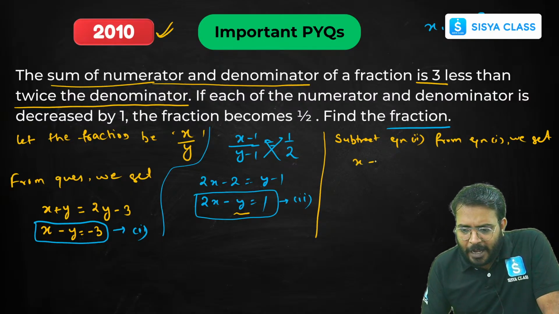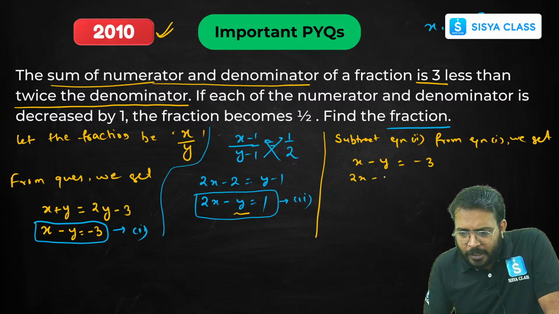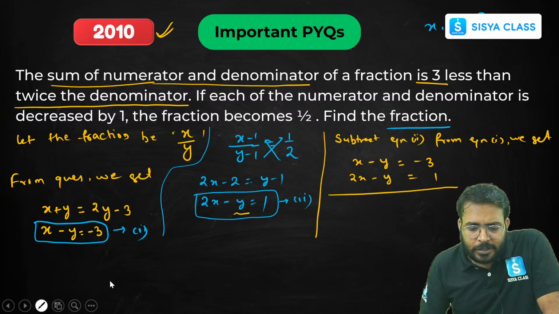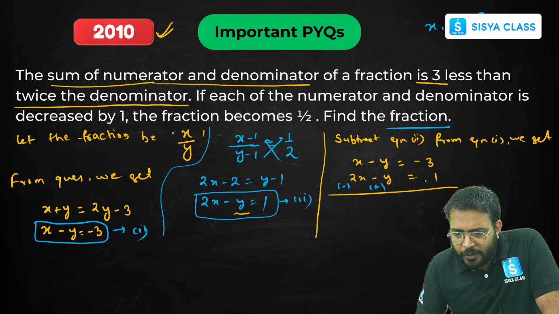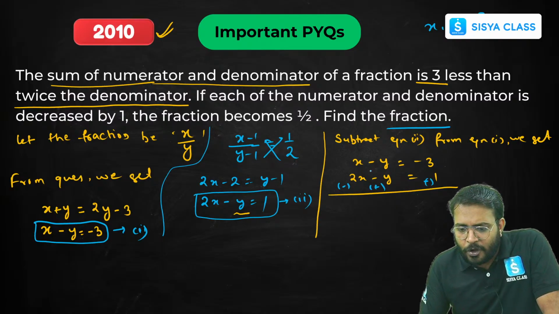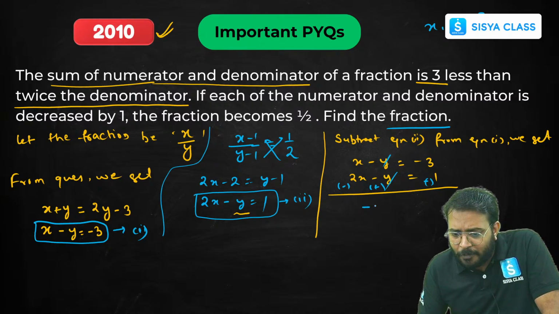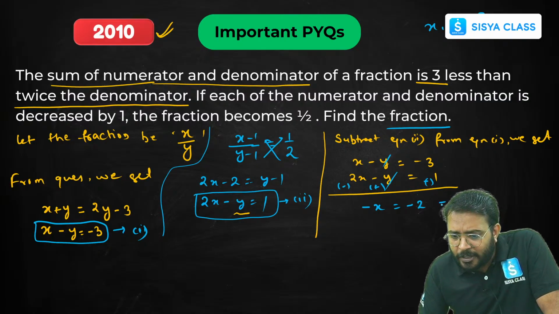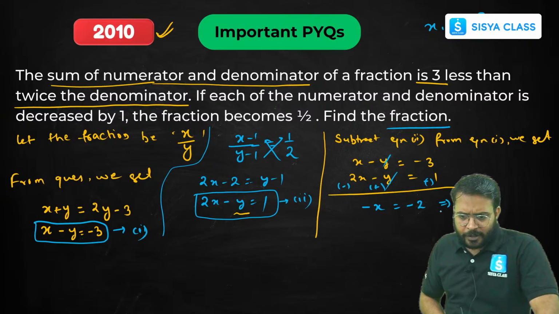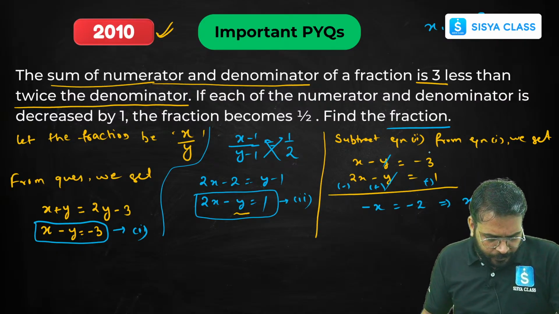Here I am having x minus y is equal to minus 3, and equation 2 is 2x minus y is equal to 1. When I subtract, their signs will change. Plus will become minus, minus will become plus, minus will become minus. So minus y plus y will cancel. x minus 2x will become minus x, and minus 3 plus 1 will become minus 2. That's why x is equal to 2. Is it correct?